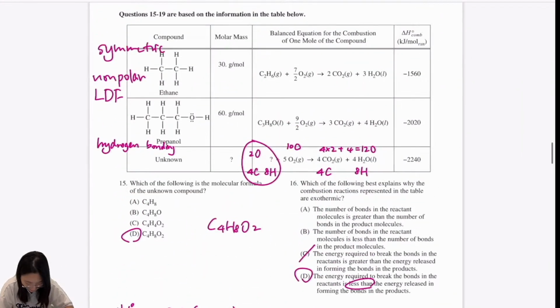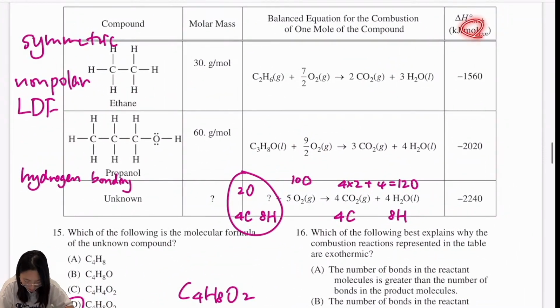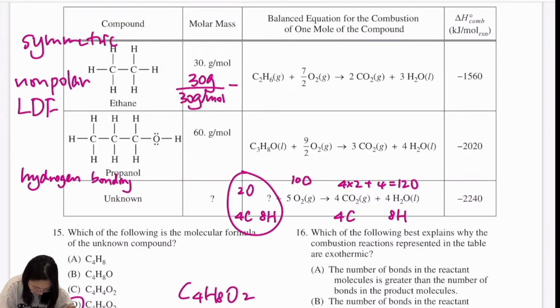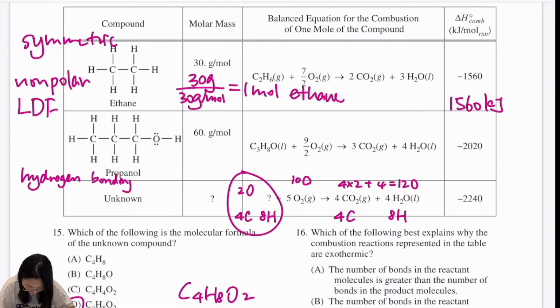And the enthalpy change is measured per mole. So what really matters is not the mass, it's the number of moles. For 30 grams of ethane, that's 30 grams divided by 30 grams per mole, which is 1 mole of ethane. So 1 mole of ethane multiplied by this value, the amount of heat released by ethane combustion is 1560 kilojoules.